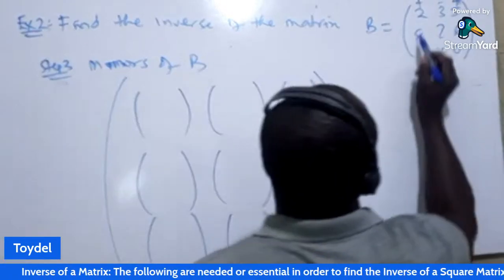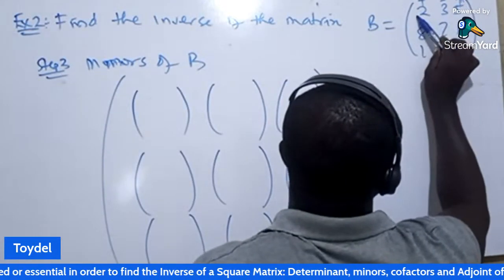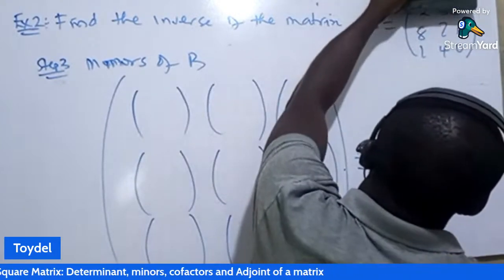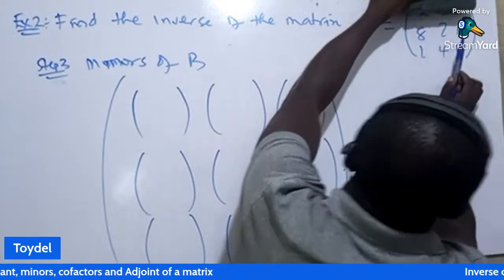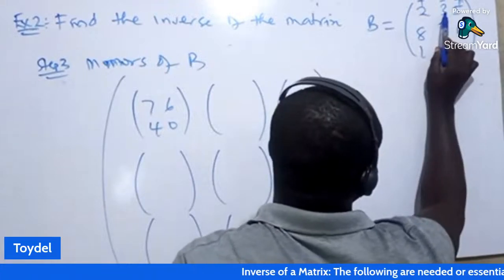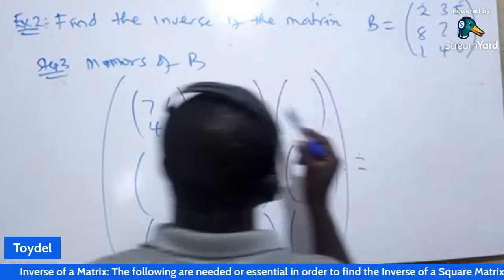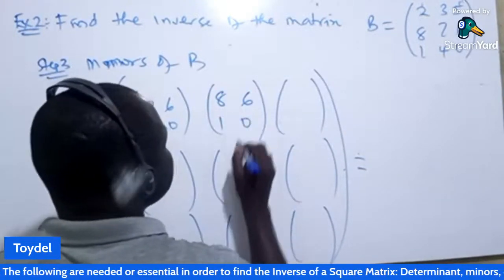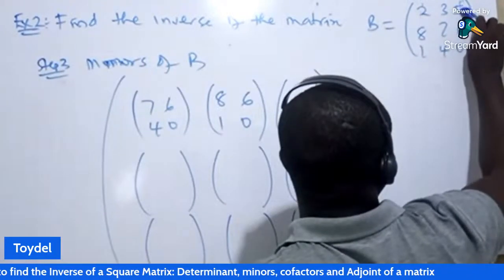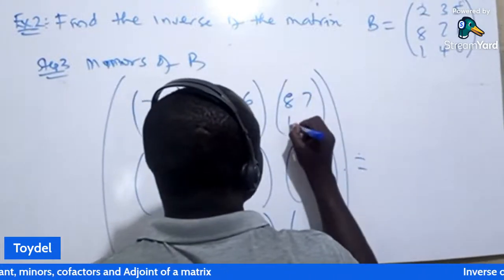Okay, so in this case now, the first element is 2. What will be the minor of this first element? The first element is along the first row and first column. So if we pretend as if we cover the first row and first column, what we have left is 7, 6, 4, 0. So we go ahead and do that for the second. In this case now, we have first row, second column. So we have 8, 6, 1, 0. This is how to find the minor of each of the elements. Then when we want to find the minor of 5, 5 is along first row, third column. So we have 8, 7, 1, 4.